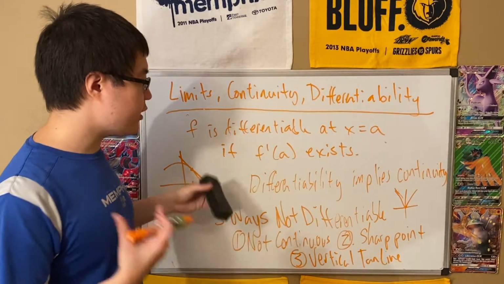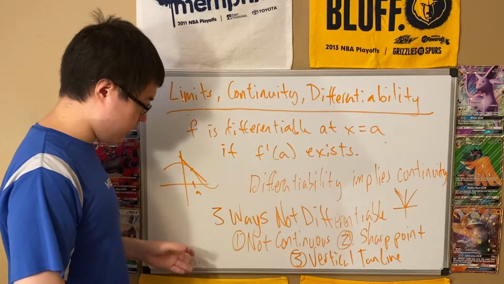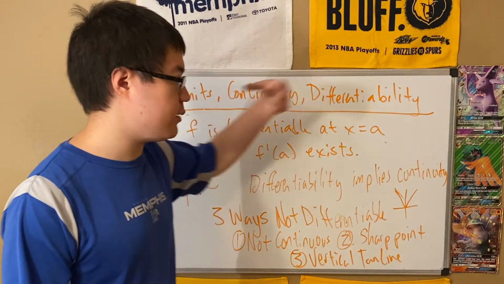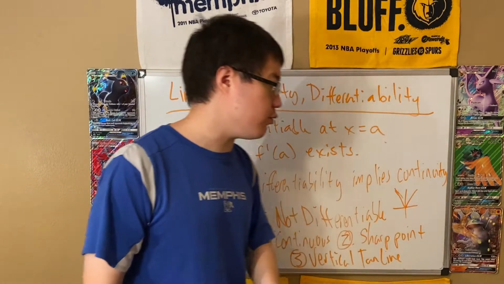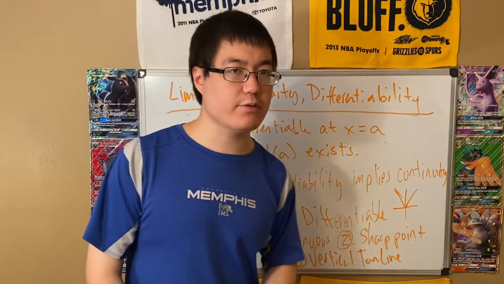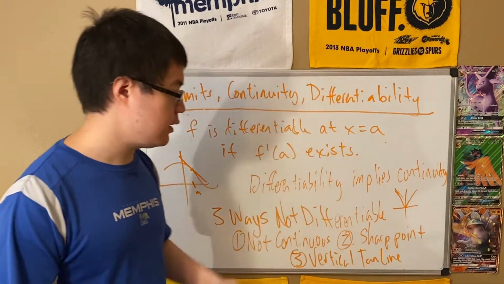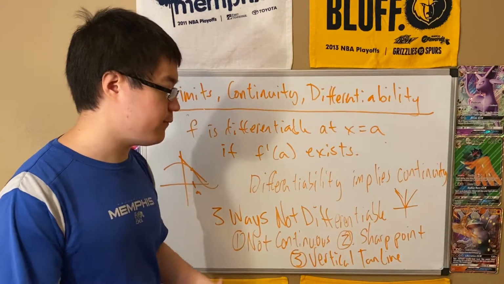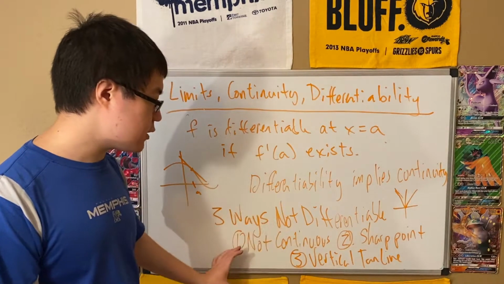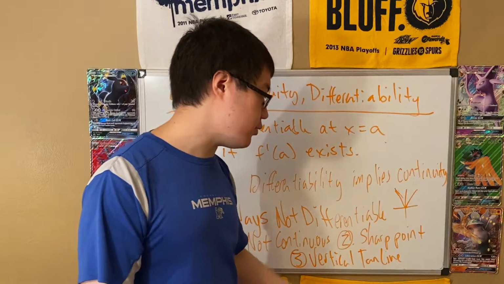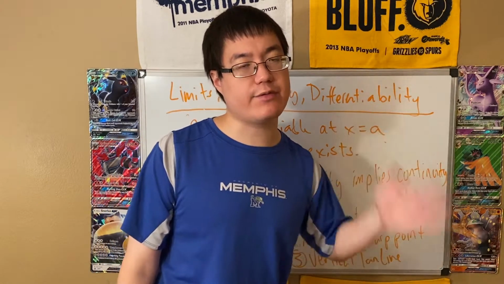So again, the things that I want you to know on this board right now is that differentiability implies continuity, but not the other way around. You can be continuous, but not be differentiable. Sharp points are our main examples of that. And there's three ways that a function is not differentiable. They're not continuous, having a sharp point, or having a vertical tangent line at that point.